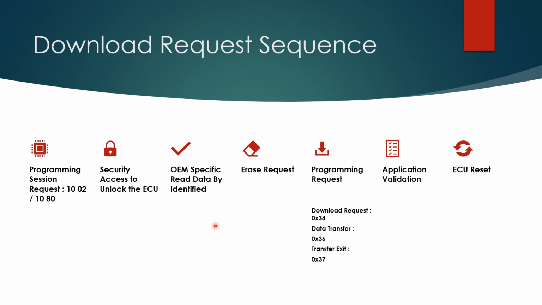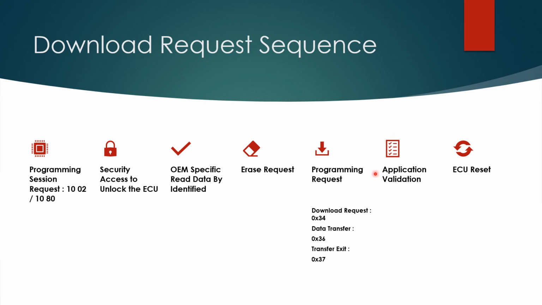Then the erase request. Before we do programming we need to erase the complete sector, and if we are using multiple blocks, then we need to erase the multiple blocks as well. Then we will do the programming request, and in the programming request the first step is to send the download request, followed by transfer data and transfer exit. So the first step is 34, then 36, and then 37.